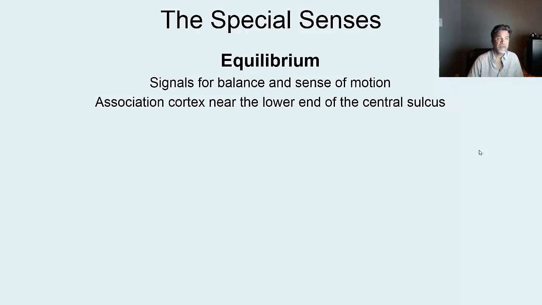Equilibrium is one we haven't really considered up to this point, but equilibrium is absolutely essential, and it comes from devices or anatomical locations located in the inner ear that we'll talk about in chapter 16. And this is found really close to the most lower end, inferior end position of this central sulcus.